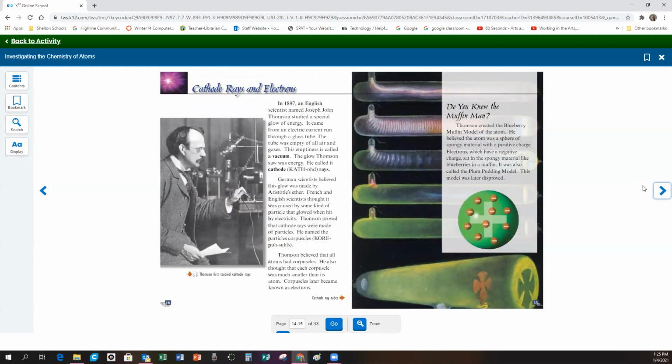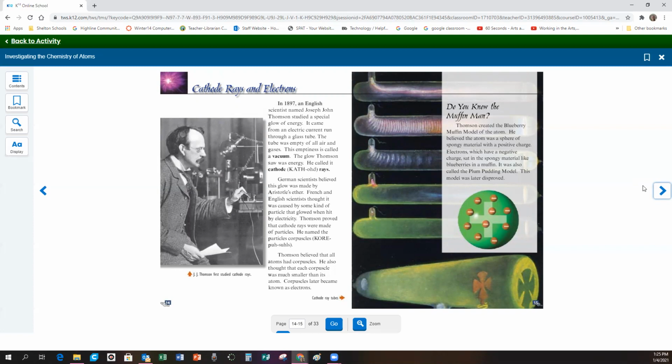Cathode rays and electrons. In 1897, an English scientist named Joseph John Thomson studied a special glow of energy. It came from an electric current run through a glass tube. The tube was empty of all air and gases. This emptiness is called a vacuum. The glow Thomson saw was energy. He called it cathode rays.